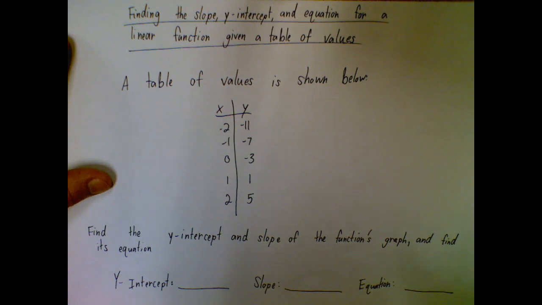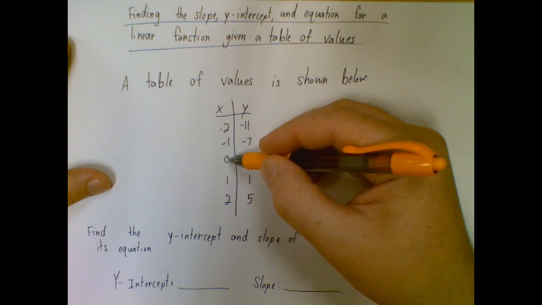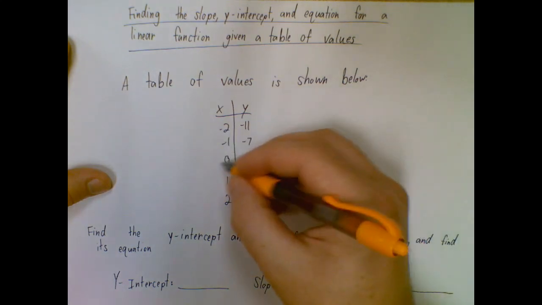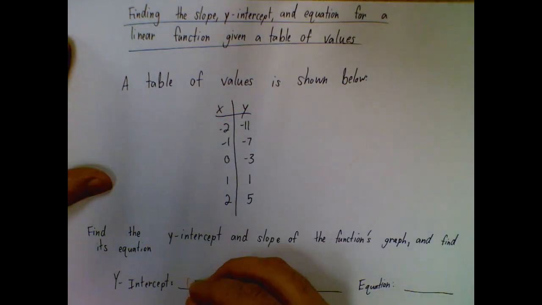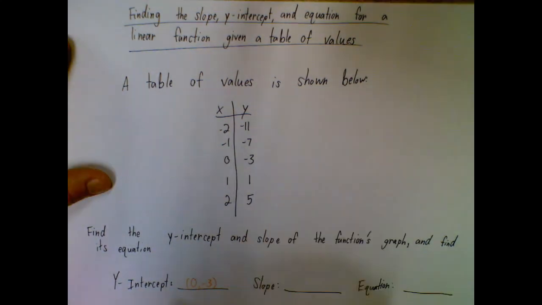So first things first, we do want to find the y-intercept and the slope. We're going to find the y-intercept first here because it's given in the table. Remember, the y-intercept is the point that happens when the x value is 0. So they gave us an x value of 0, so it's just this point here at (0, -3). Remember, you do need both coordinates, though.